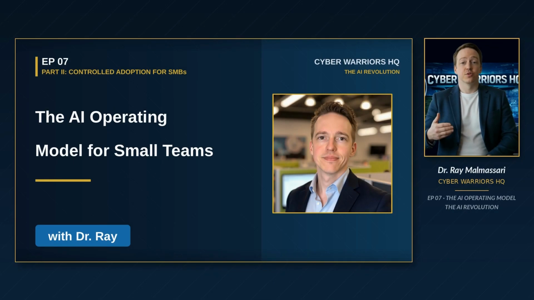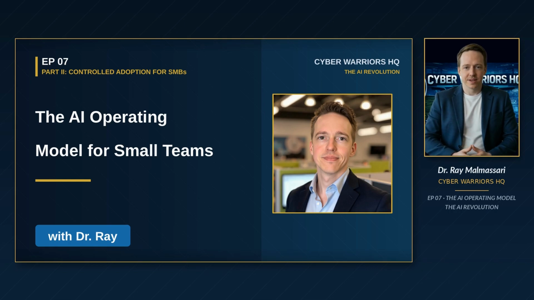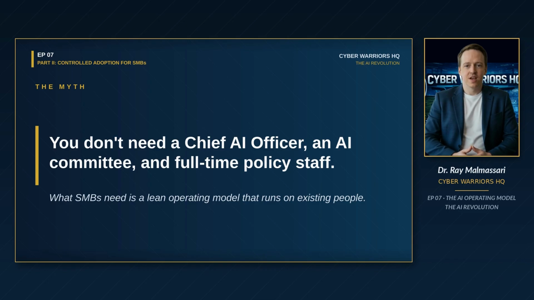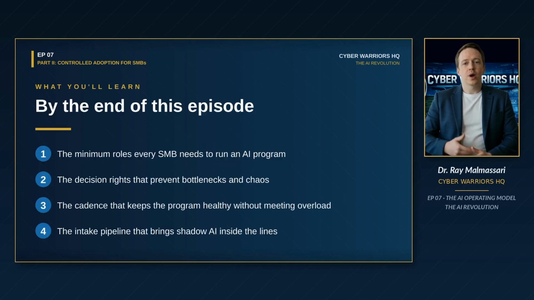There's a myth that to run an AI program well, you need a chief AI officer, an AI committee, full-time policy staff, and a dedicated budget center. That's true at very large enterprises. It is not true at small or mid-sized organizations, and trying to copy that model will slow you down, not speed you up. What SMBs need is a lean operating model: 3 or 4 roles, mostly part-time, a short list of decision rights, a handful of meetings, and a defensible record. That's the whole program.